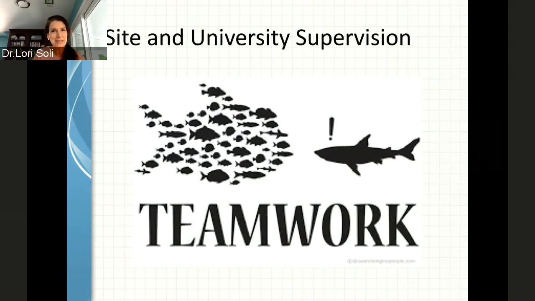And remembering, and I'm just going to end it here and then open it up to questions and thoughts, that site and university supervision, as well as clinical supervision in the field, supervision of supervisors, is all about teamwork. Working together with each other is one of the most important things that we can do as supervisors. So I'm going to stop it there because I know we're probably going to have other people coming in, and just open it up to discussion.